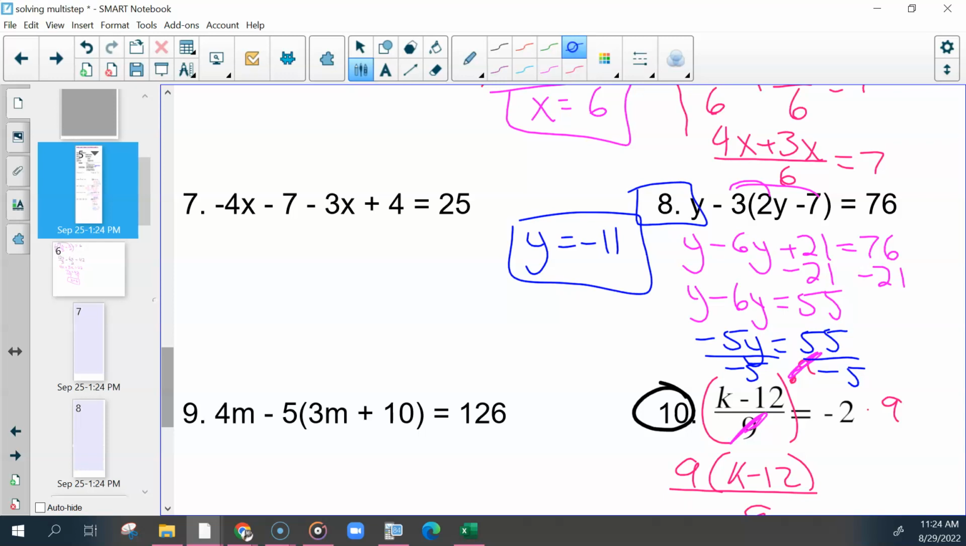If you did not get that, you may have forgotten to bring down the y. Instead of just combining these, you may have tried to add or subtract the inverse, and remember, we only do that if they're on opposite sides. This should have been a positive 21. If you brought down the negative, that would change your answer. Any questions on that one?